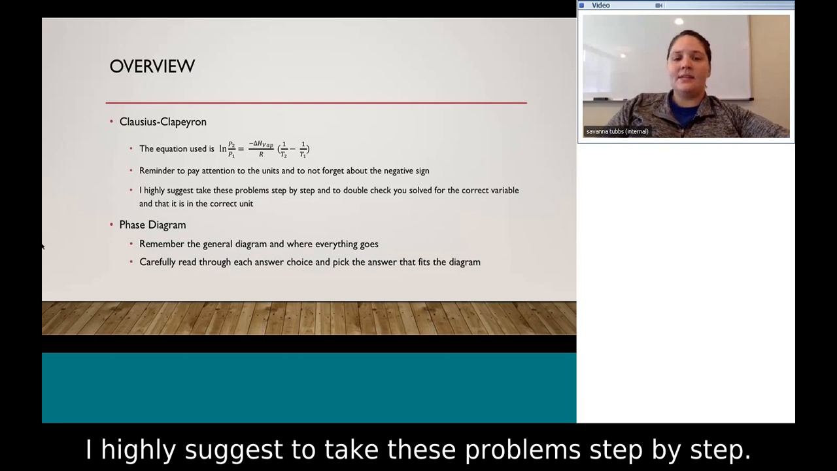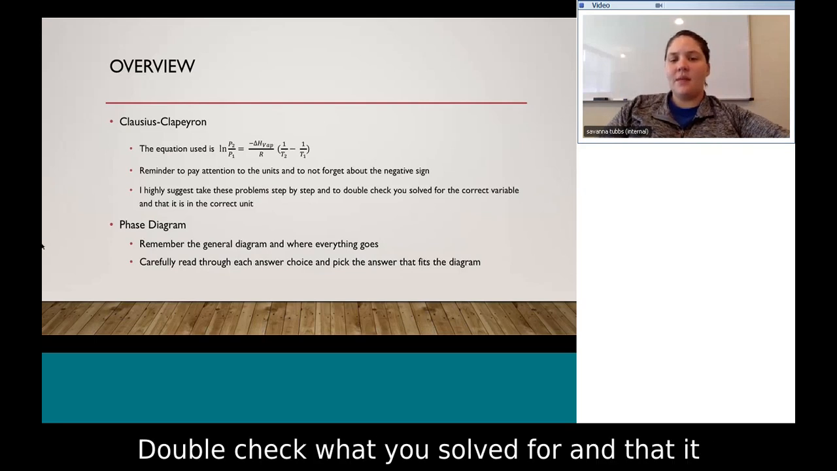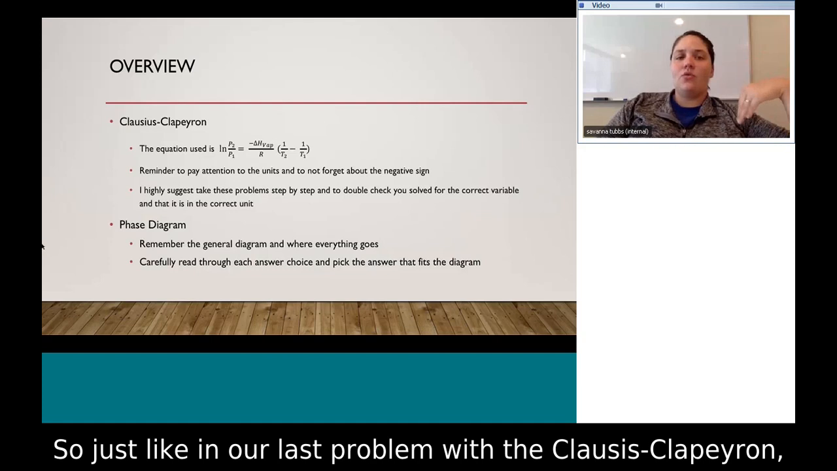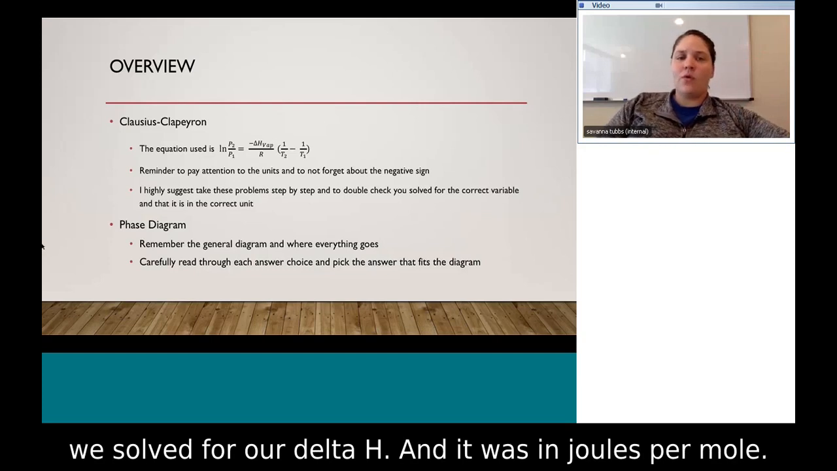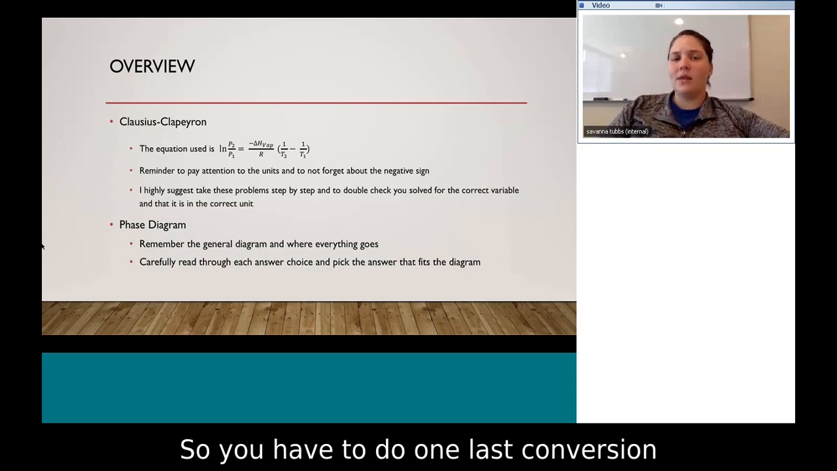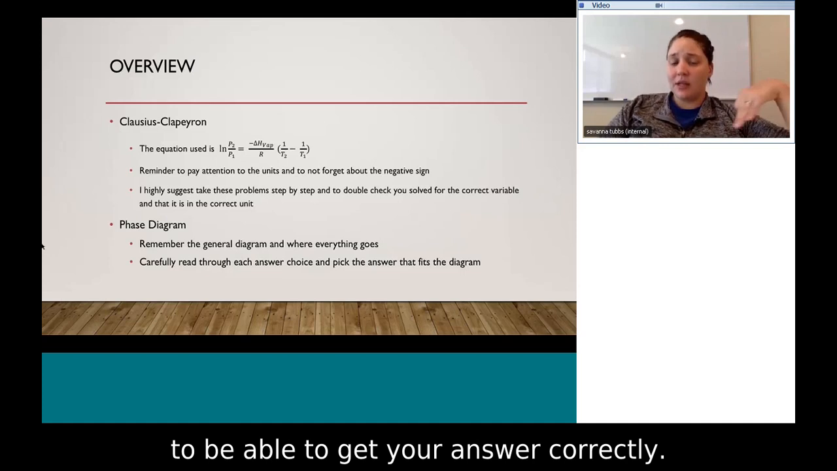I highly suggest to take these problems step by step, double check what you solved for, and that it is in the correct units. Just like in our last problem with the Clausius-Clapeyron, we solved for our delta H, and it was in joules per mole. However, our answer has to be in kilojoules, so you have to do one last conversion to be able to get your answer correctly.